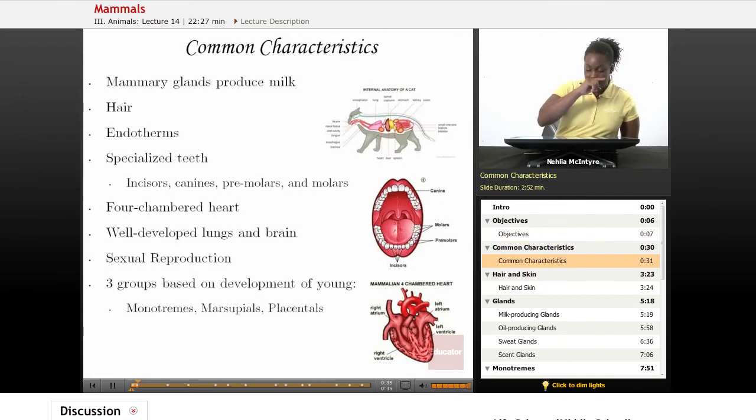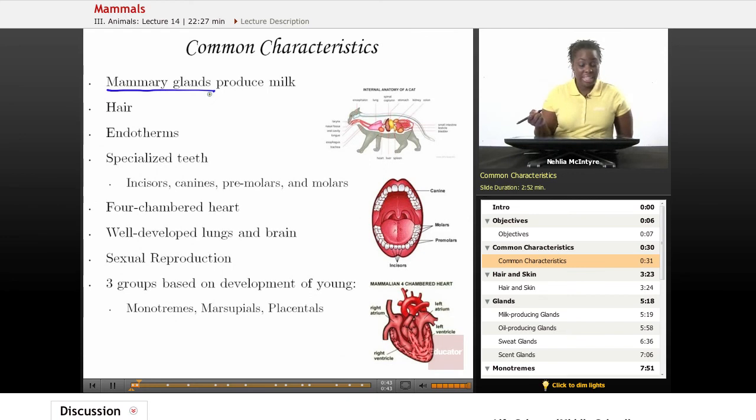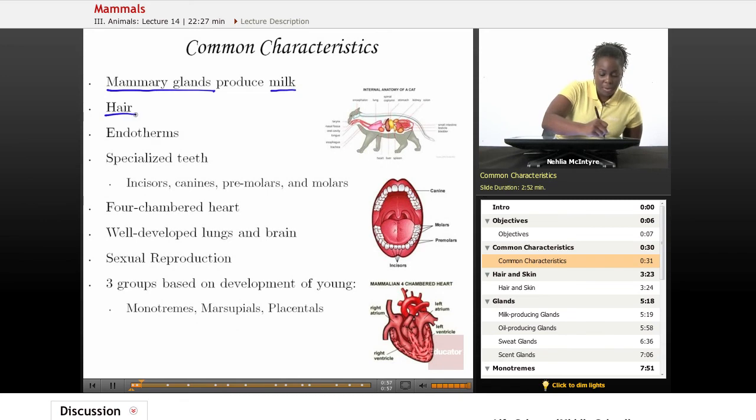Mammals are animals that are named because they all share a common trait, which is the mammary gland. The mammary gland is a gland that produces milk for the young that are formed after fertilization. And the mammary gland is only found in mammals. Also, mammals have hair. They're also categorized as being endotherms, which means that they are able to regulate their own body temperature.